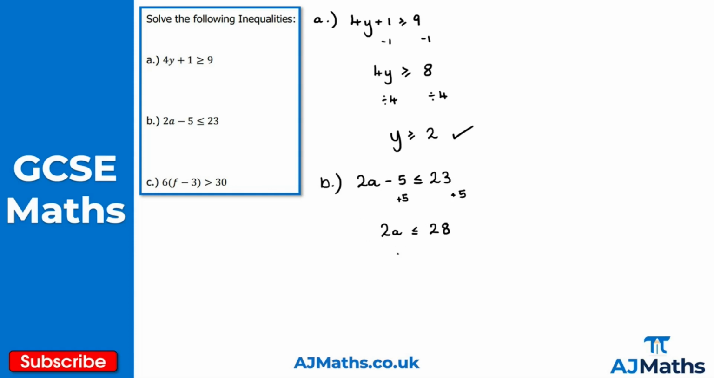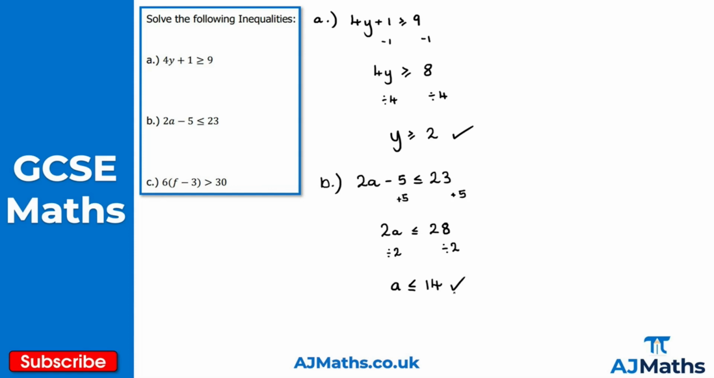So again, we just want a on its own here. So because we're timesing a by 2 here, what's the opposite of timesing by 2? Well, that would be to divide by 2. We divide by 2 here on both sides. Then 2a divided by 2, that would simply give me a. As we're less than or equal to 28 divided by 2, which would give us 14 there. Okay, so that's the solution to B.